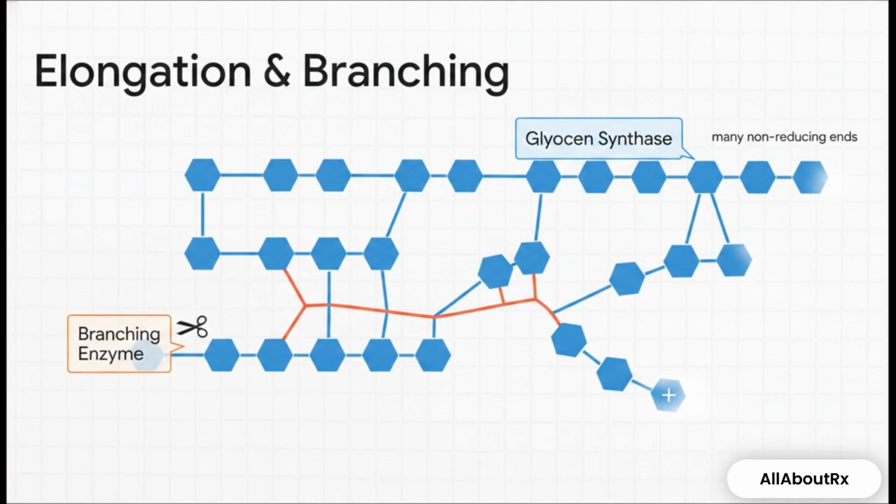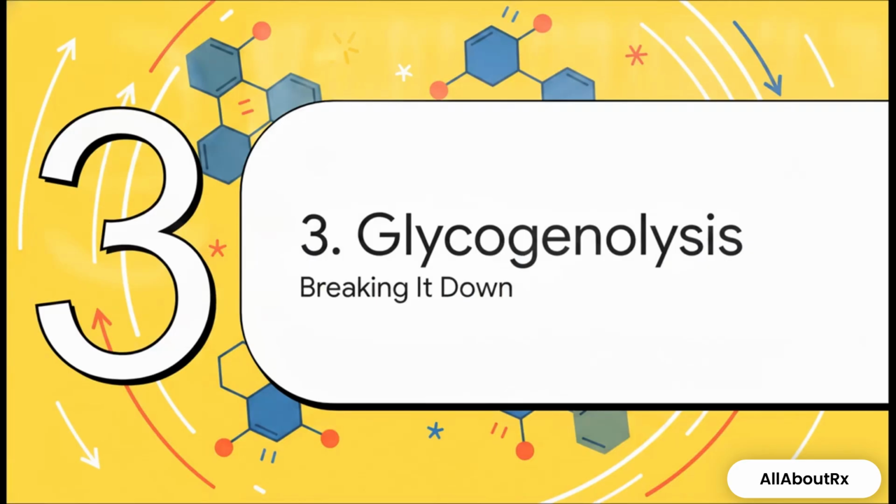Why do we even care about branching? Because doing this over and over creates tons of non-reducing ends. That means when your body needs energy right now, multiple enzymes can chew up the glycogen from different ends all at once for super rapid mobilization. Next up, glycogenolysis, breaking it all down.